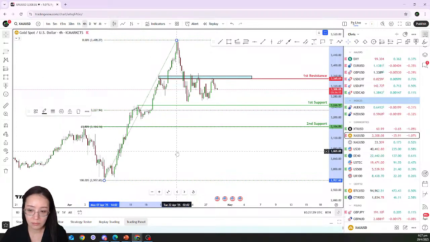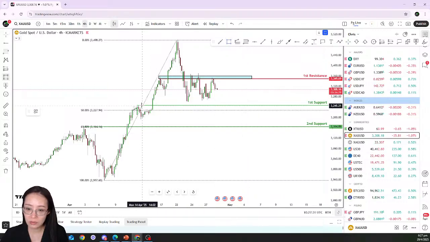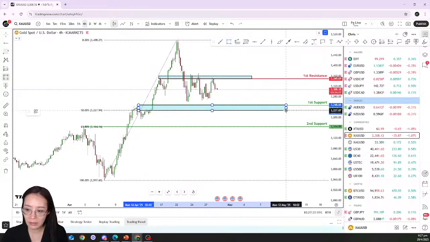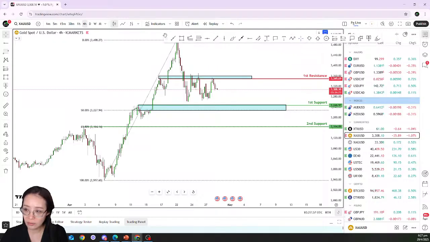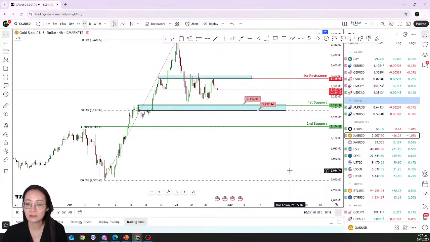You're welcome. Okay, so this is the zone. So you can buy at this level, at this zone, if you see confirmation. This is the price, and this is the price.